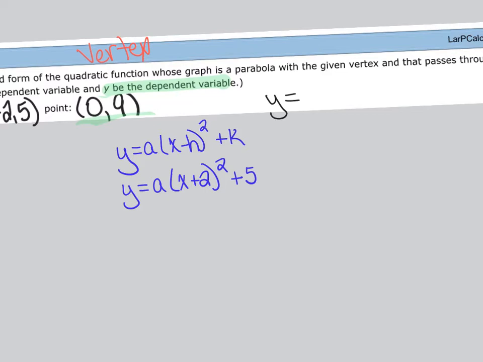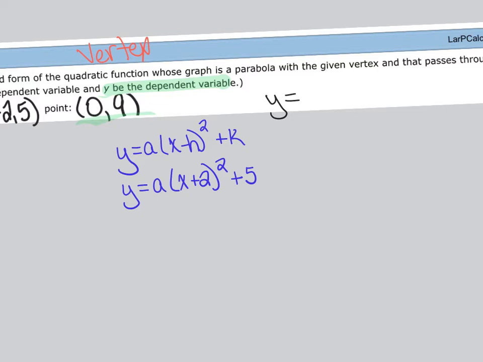Now, students usually do fine right here, and then they just assume their a value is 1. That's what students do. Okay? Don't make that assumption. Here I have y equals a times x plus 2 squared plus 5.